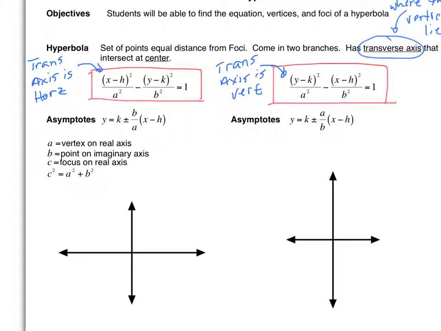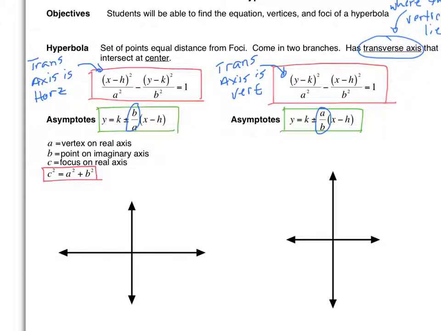Then I will not make you memorize the equations for the asymptotes. I will actually give you those, but they're really not that hard to remember if you look at them. They're not too tough. The only difference in these is the a over b versus b over a. And then the only other thing that is important for you to know would be how to find C. I wouldn't focus on A being the vertex on the real axis, B on the imaginary. I wouldn't focus on those. That's not important. You'll see why in a minute.